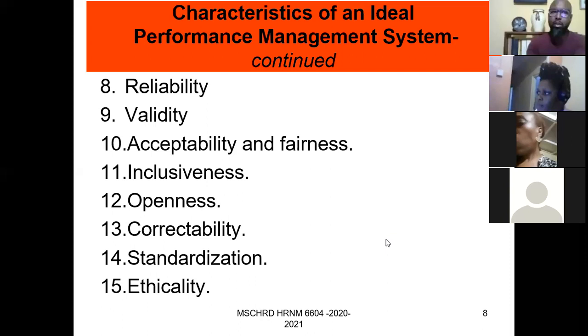But when I say that it should be able to be used across the organization, the system of measurement that is chosen should be able to be used across the organization. So whether you're in the ops team or whether you're in the sales team, a ranking of 1 to 5 in terms of rating your performance is going to be the same.